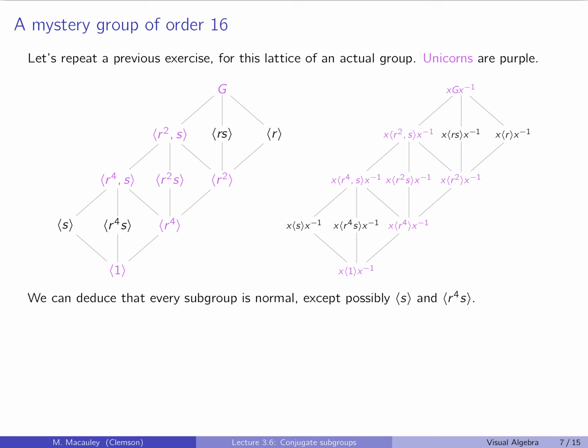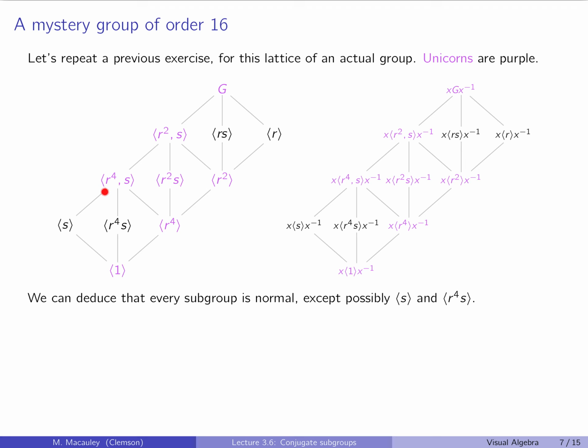And let's think about what the conjugacy classes are. So the unicorns are all purple. This is the only order 8 subgroup that has 3 siblings. Well, it's the only non-cyclic order 8 subgroup. This is the only order 4 subgroup with 3 parents. This is the only order 4 subgroup that has 1 parent and 1 child.